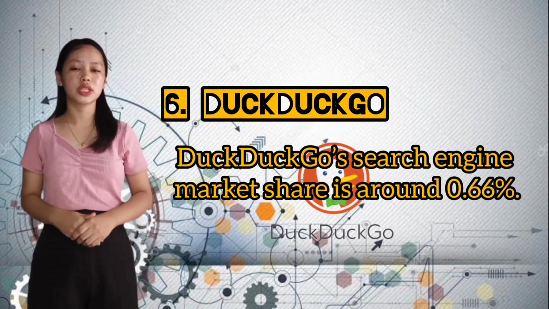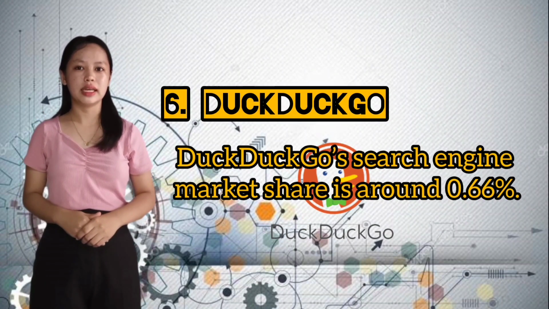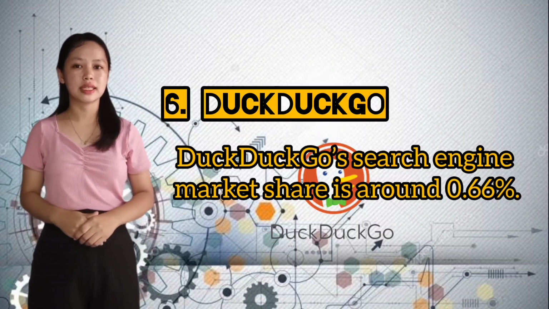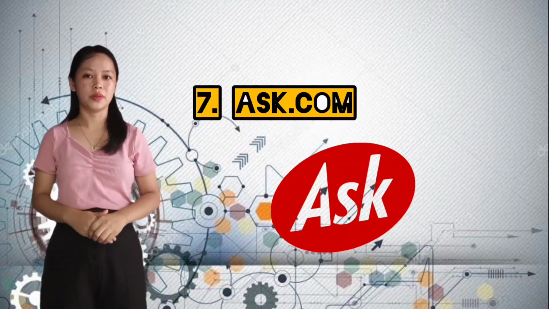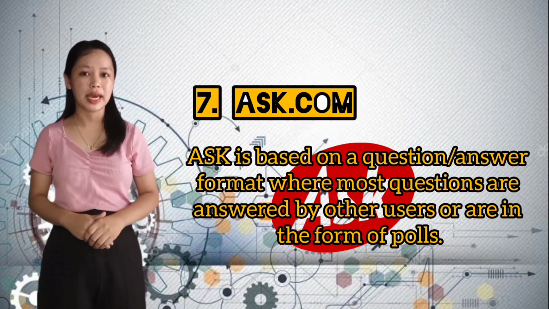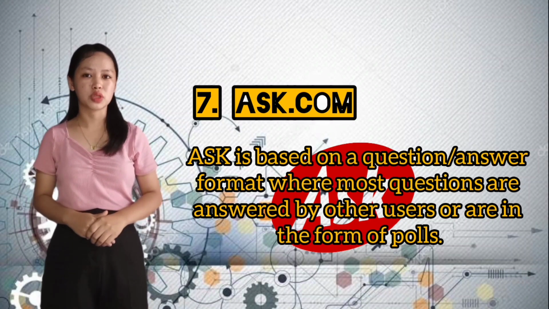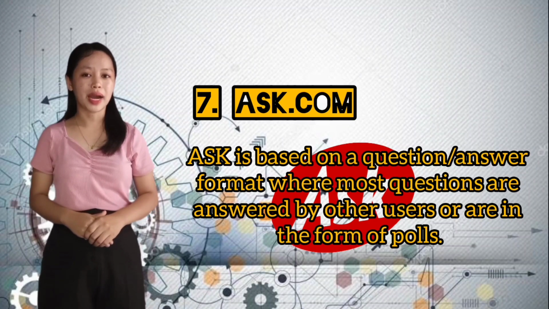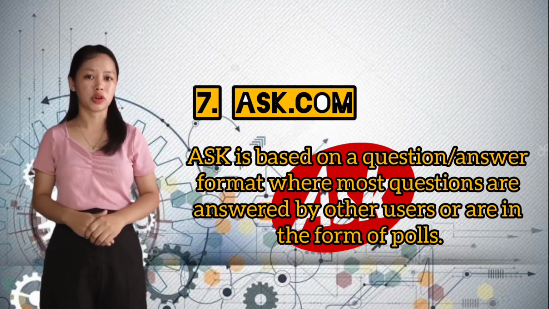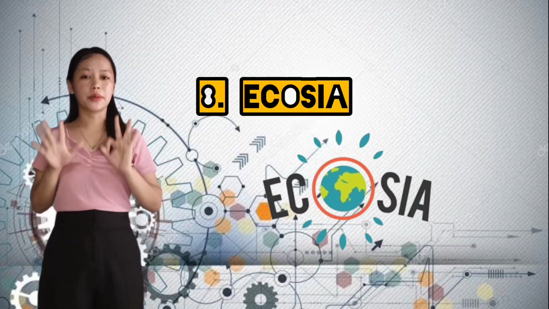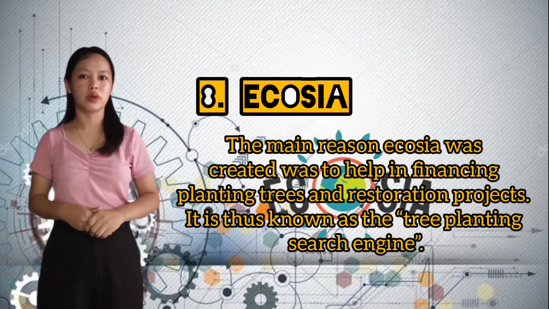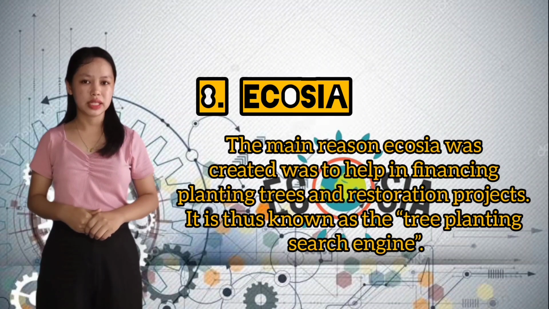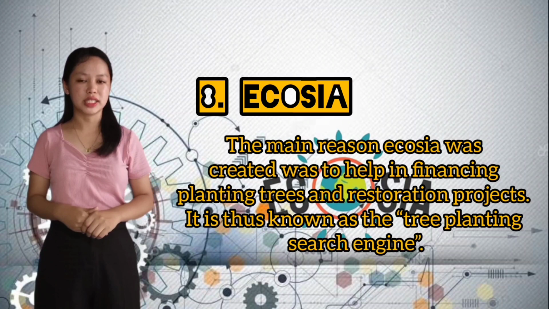And number 6 is DuckDuckGo. DuckDuckGo's search engine market share is around 0.66%. Number 7 is Ask.com. It is based on question and answer, where most questions are answered by the users in the form of polls. Number 8 is Ecosia. The main reason Ecosia was created was to help in financing tree planting and restoration projects.